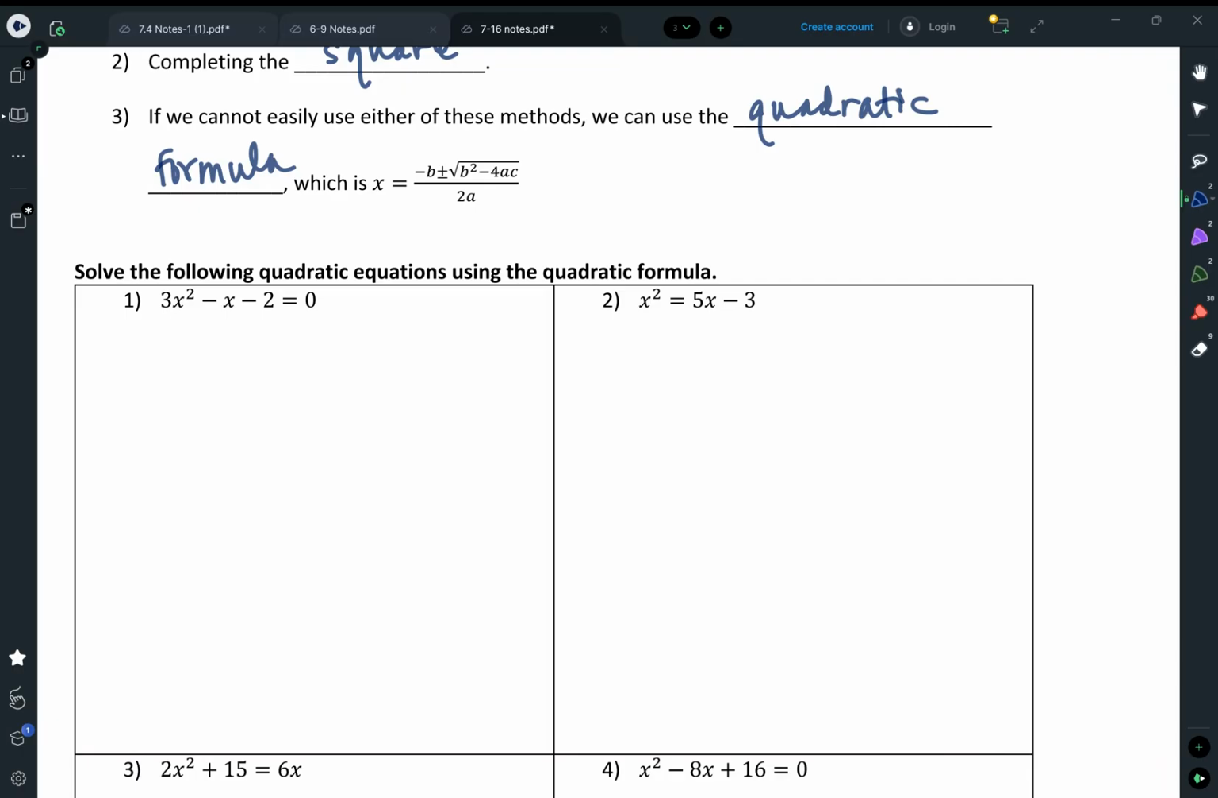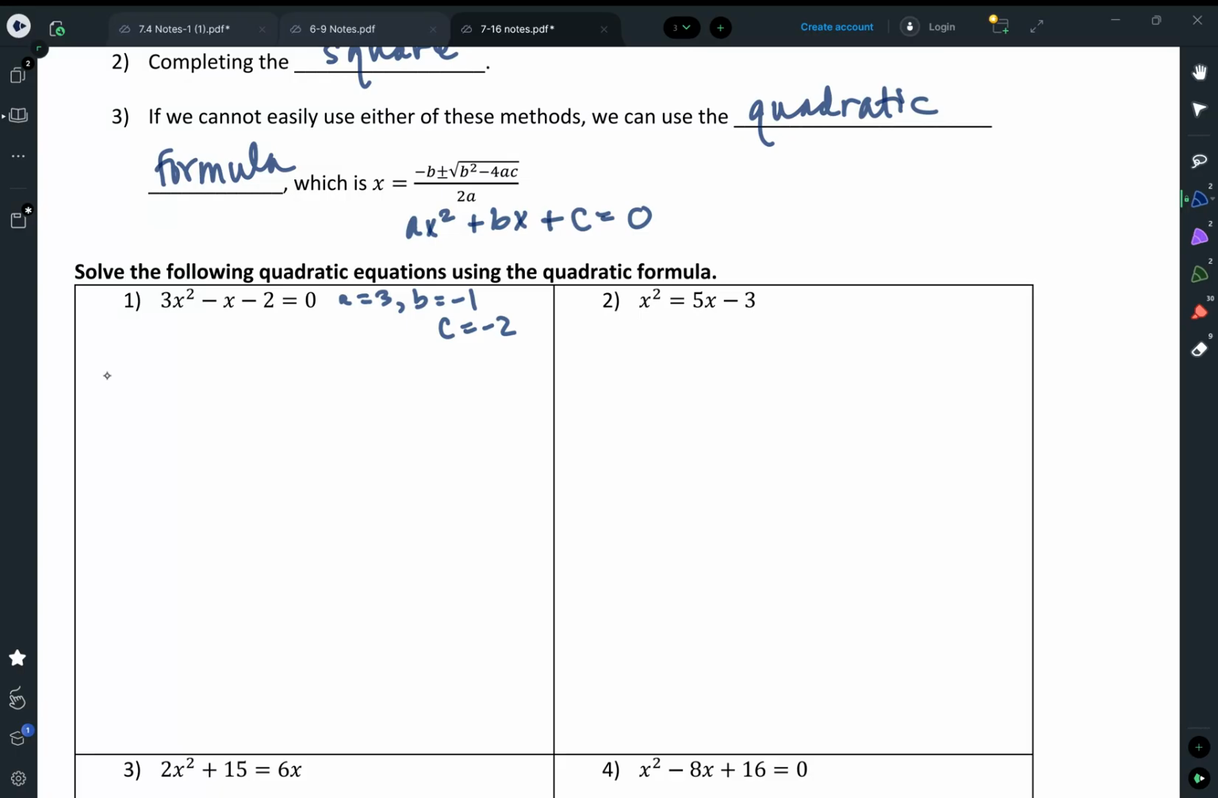So remember, the quadratic formula works for ax squared plus bx plus c equals 0. We find our coefficients: a is our coefficient of x squared, b is our linear coefficient, c is our constant, and it needs to be equal to 0. So our first equation is in the right format. If I identify my constants, a is 3, b is -1, and c is -2.